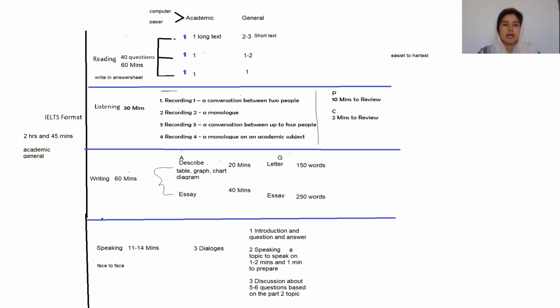So IELTS has two types of tests, which are the academic and general tests. And in our class, we will focus on academic mostly. There are four parts in an IELTS exam, which are the reading, listening, writing, and speaking.